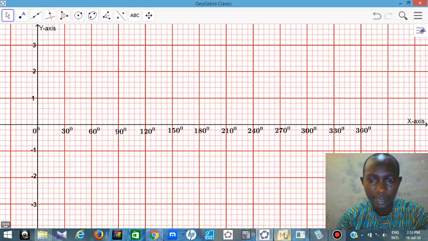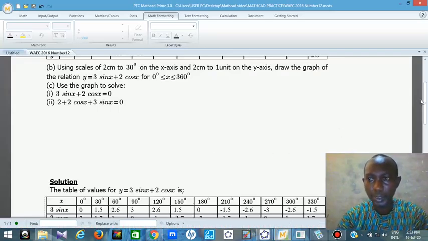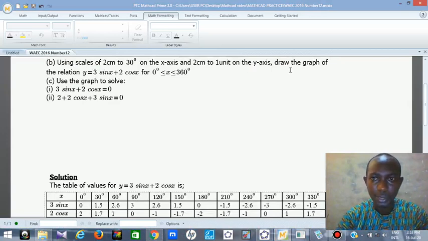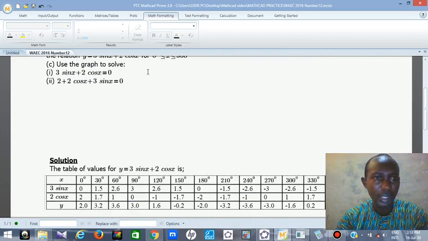So with the table and graph paper complete, you draw your graph. Then the next thing is to start plotting your points. So when you do that, that means you have already drawn the graph of this relation. So let's plot the graph and see, so that after plotting we can now solve the 2 equations that are being asked, and that is the end of the question.